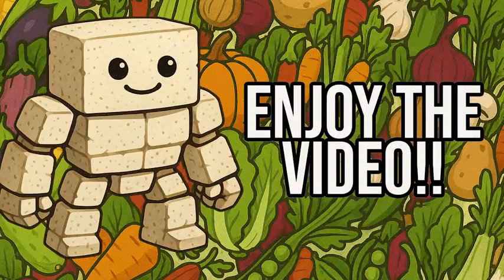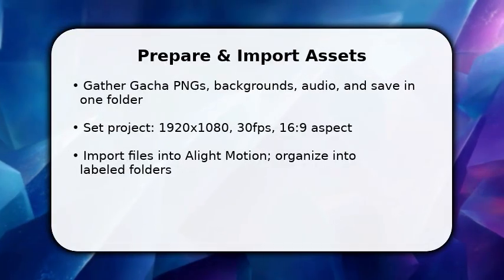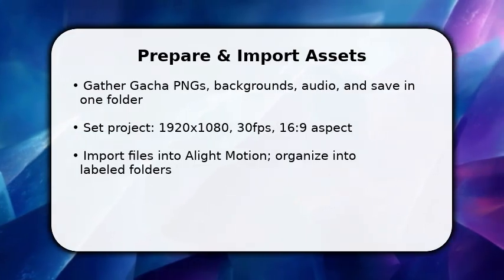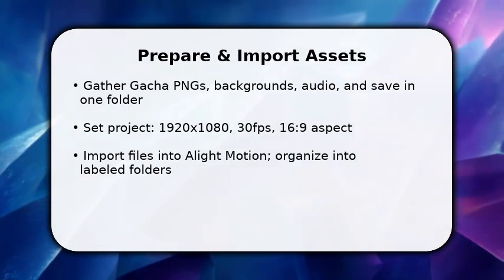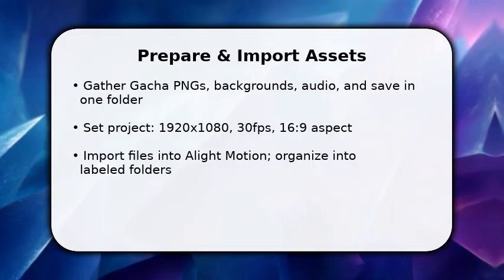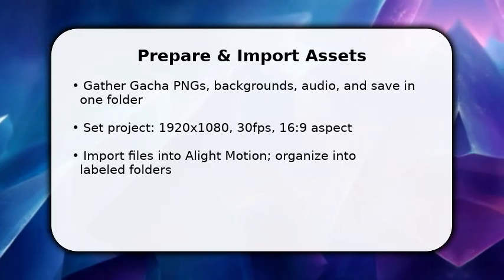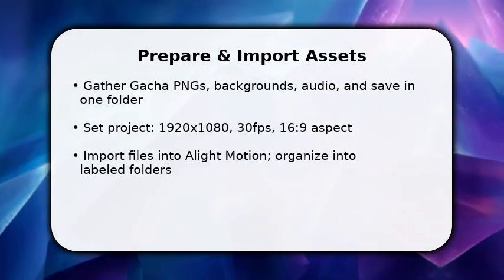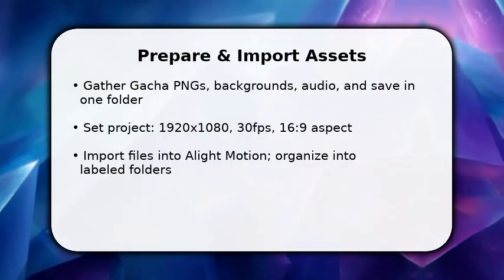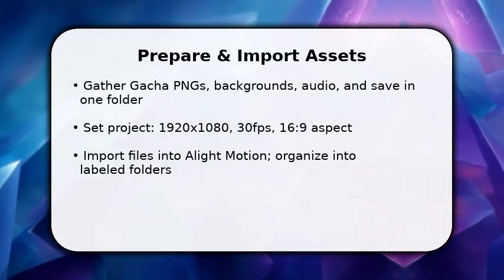Please enjoy the video. You start by importing and organizing everything so editing moves fast. Open Alight Motion, create a 1920x1080 project at 30 FPS, then import your Gacha PNGs, backgrounds, and audio. Once done, make labeled folders for characters, BG, and SFX.